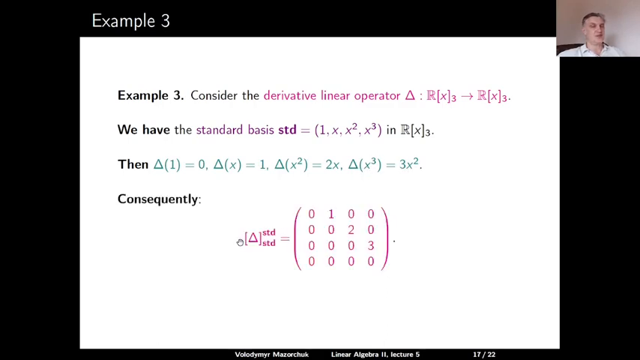So the matrix of this operator in the standard basis is as follows. The first column is 0, because we have 0 here. The second column is 1, 0, 0, 0. The third column, we have 2x. This is 0, 2, 0, 0. And the last column, we have 3x squared. So this is 0, 0, 3, 0. So this is the matrix of the derivative.